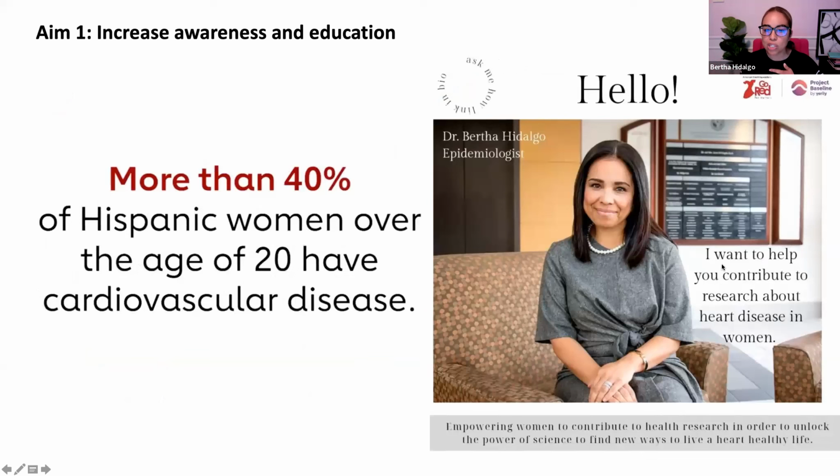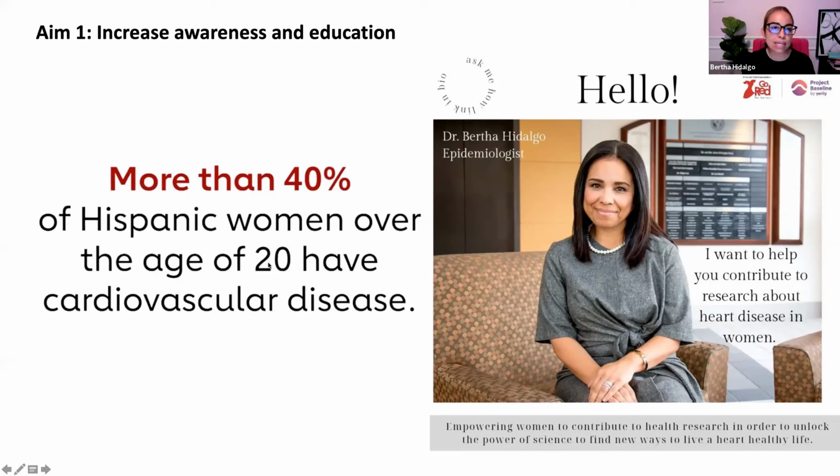For example, this one on the right here is, I want to help you contribute to research about heart disease in women. So this was a message where we were testing, in marketing, they call it A/B testing. So you have similar messages, but the phrasing is a little bit different. In this case, it was like, help me help you participate in research so that you can gain more knowledge and experience. Other messages were, let me help you, or help you and your community be able to participate in research so that research findings apply to you.